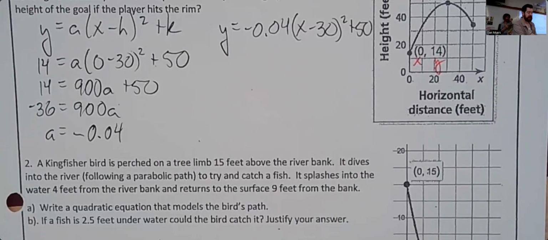So a performer attempts a long distance trick shot at a basket attached to a building 50 feet away. Okay. Write an equation of the parabola. What is the height of the goal if the player hits the rim?